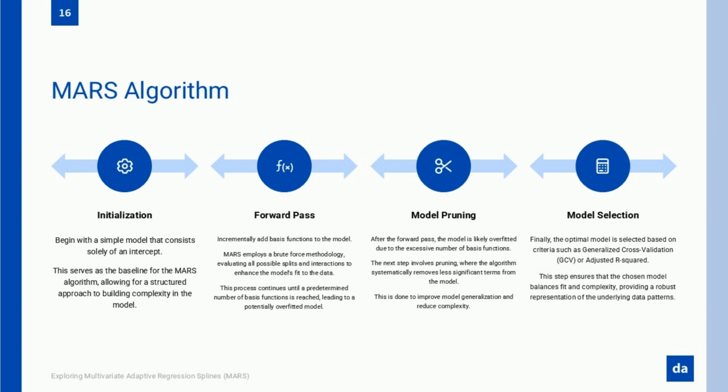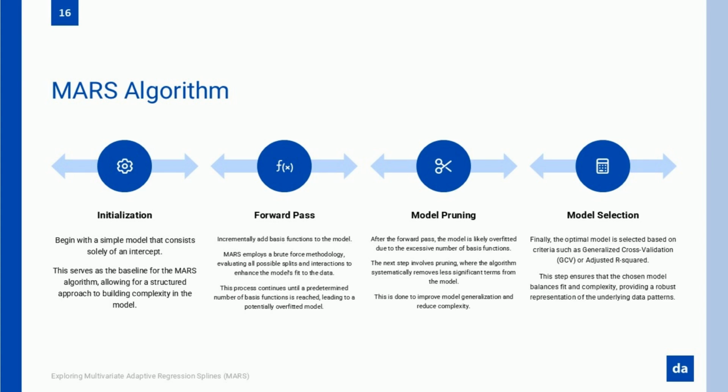Once the forward pass is complete, the model moves into the backward pass, where it systematically prunes unnecessary basis functions. Each term is evaluated based on its contribution to model accuracy, and those that add little value are removed. This phase is crucial. Without it, Mars would be an overcomplicated mess, full of noise rather than meaningful relationships. The backward pass ensures that the final model is simpler, more interpretable, and generalizes well to unseen data.